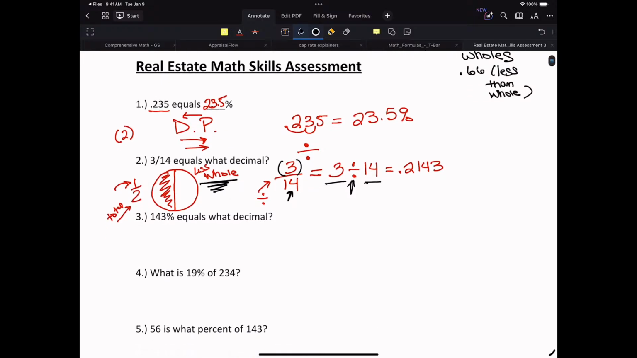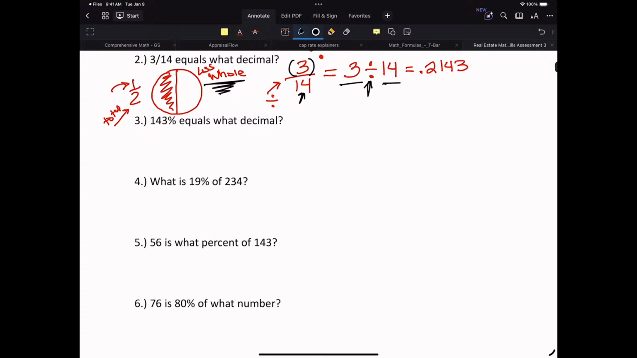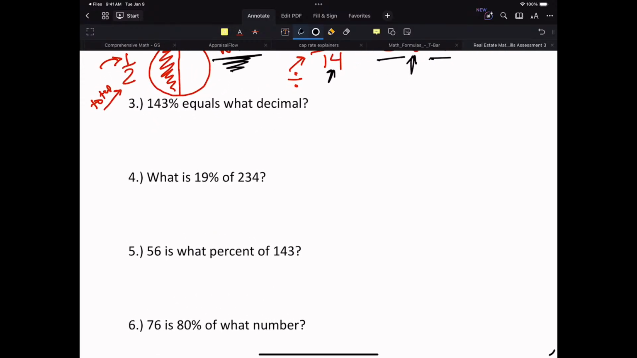All right, rolling on. We got 143% equals what decimal? All right, well, we remember this. This is our Dr. Pepper. You're either going to the right or the left. This time we're going from a percentage to a decimal, so we're going up here to the left. If I have 143%, we know there's actually a decimal there. We don't put it there, but the decimal is there. So what I need to do is move it over. I move it 1, I move it 2, and that gives me 1.43.